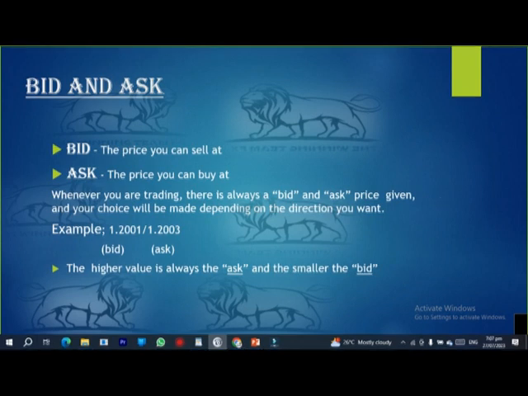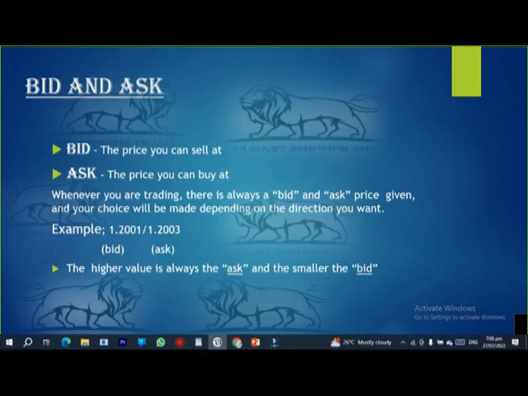You can search on Google bid and ask price in Forex trading, and they will give it to you. You will see it. The price at which you can sell. This is in Forex. That is the price your broker will give you to sell at. And then the ask is the opposite: the price that your broker will give you to buy at.